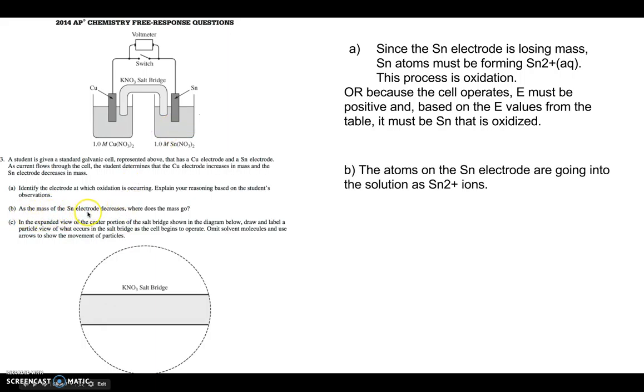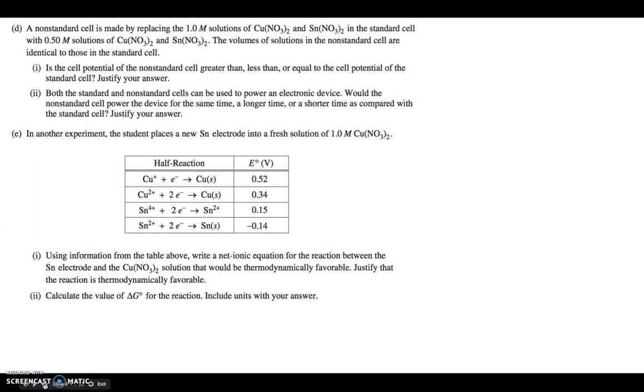So why does the mass of the Sn electrode decrease? It goes into solution as Sn2+ ions. The salt bridge down here, KNO3. Where's the K going to go? K+ is going to go to the copper electrode, because that is the reduction, and the NO3 is going to go towards the tin because that is the oxidation, and that is the purpose of the salt bridge, is to restore those ions.